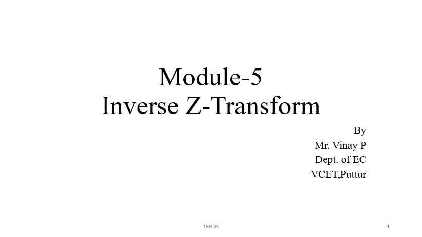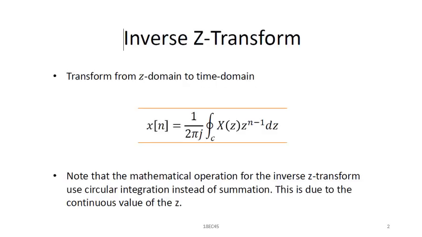There are different methods to obtain the inverse Z transform, like the inspection method, then the partial fraction method, then the power series expansion method. Now we already know the Z transform equation. Z transform of x of n is X of z, and it is given by X of z is equal to the summation over n from minus infinity to plus infinity x of n z to the power minus n.